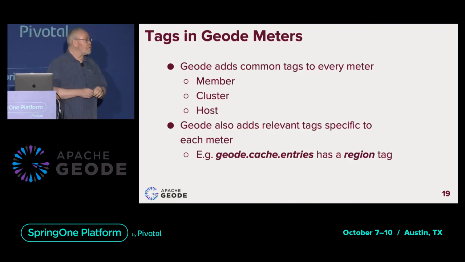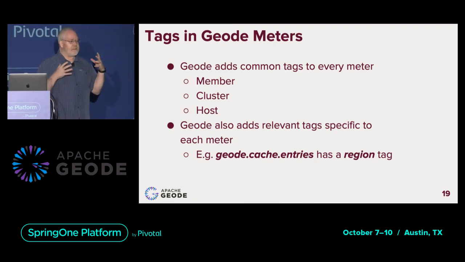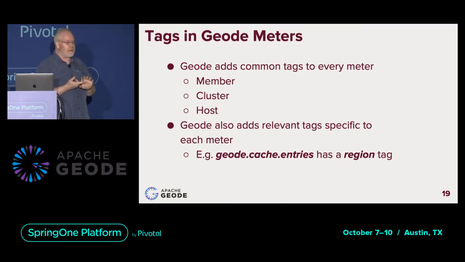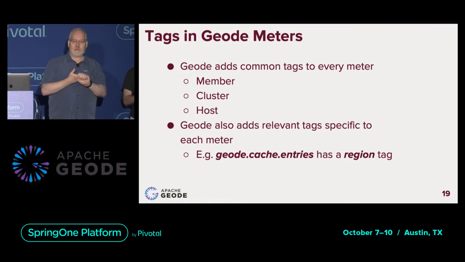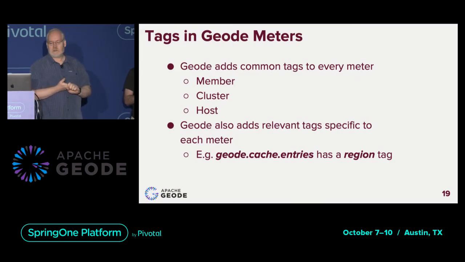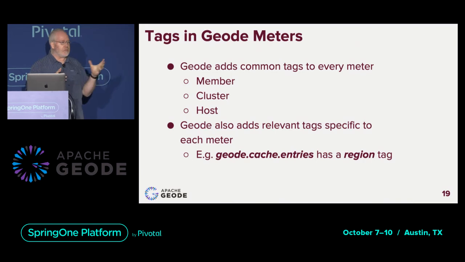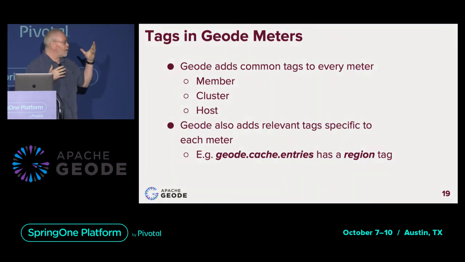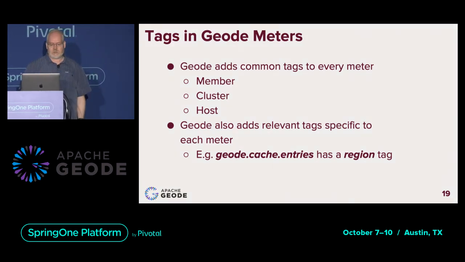Every Geode meter comes with a set of tags that we add. One of the tags will tell you what member this measurement was made on. Another will tell you what's the ID of the cluster that this member is a part of. And a third will tell you what host that member is running on. So you can always slice and dice your data based on where it's running, what cluster it's part of, what member it's on. Also, when we add meters, we add specific tags most relevant to that kind of meter.